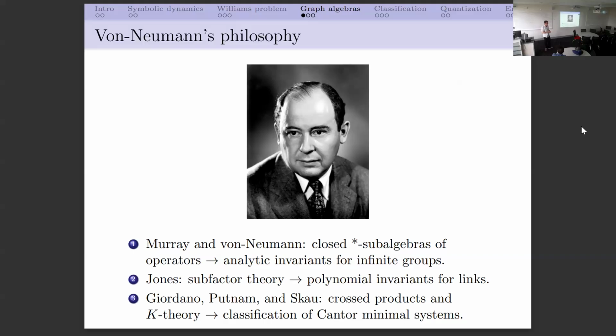It goes back to Murray and von Neumann. They came up with von Neumann algebras, and they were able to come up with many interesting analytic invariants for infinite groups, many equivalent characterizations of amenability for groups, for instance, that were later used in several works.